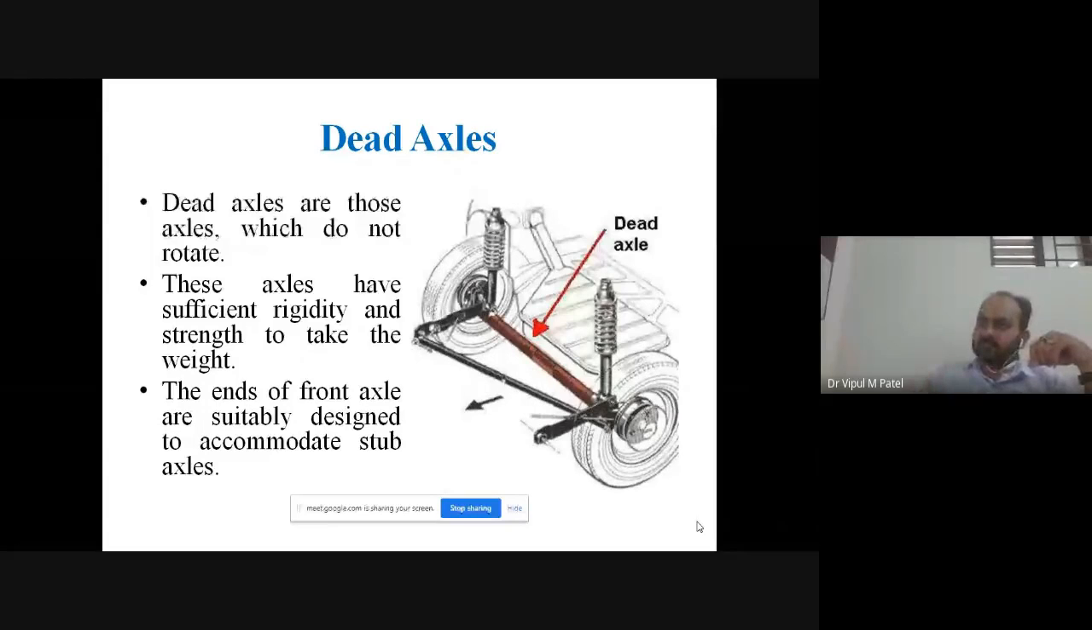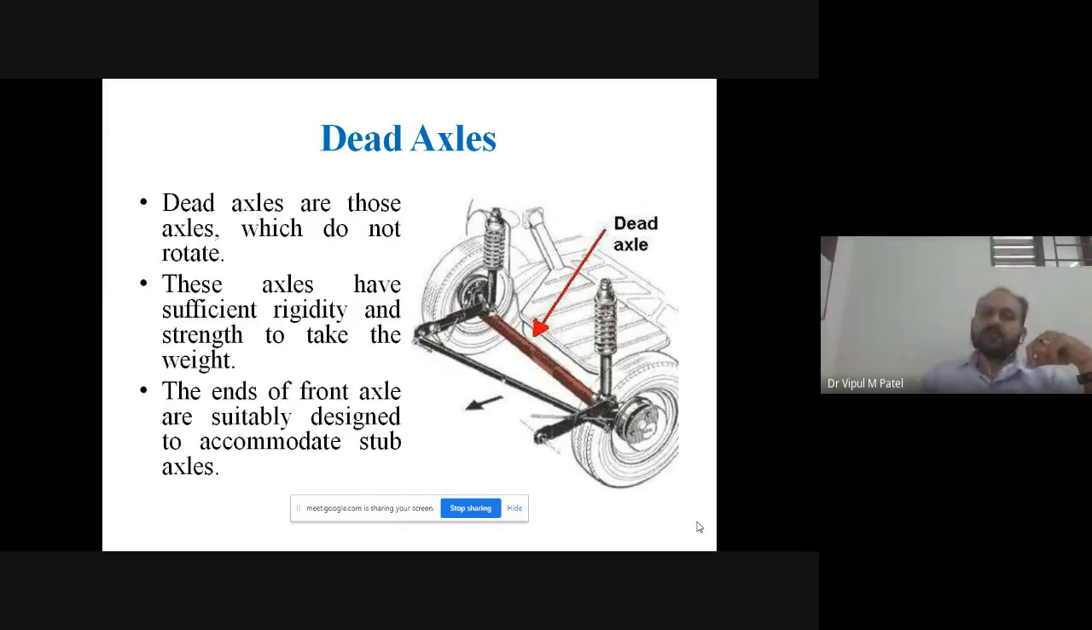If our vehicle is front engine rear wheel drive, then in the front axle we are using a dead axle, because there is no need to transmit the power which is produced by the engine, because we are running the vehicle with the use of the rear wheels. That's why we are using the dead axles in front.